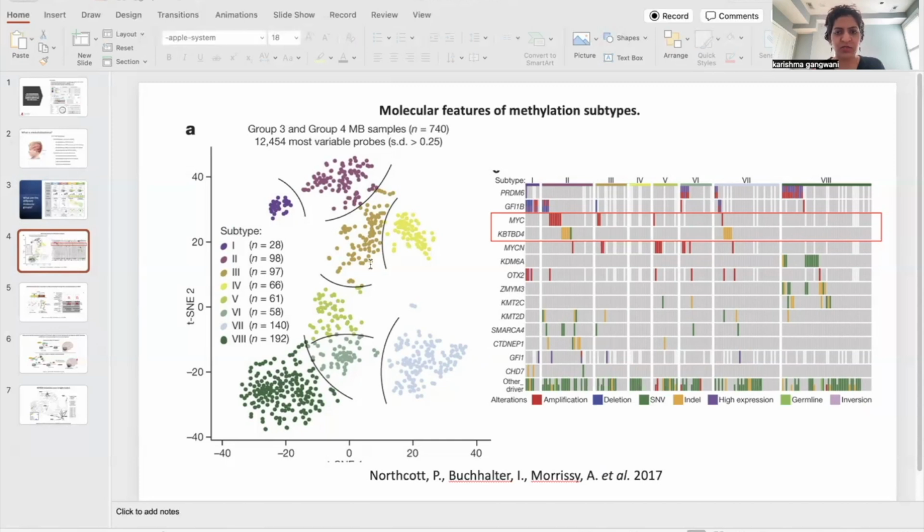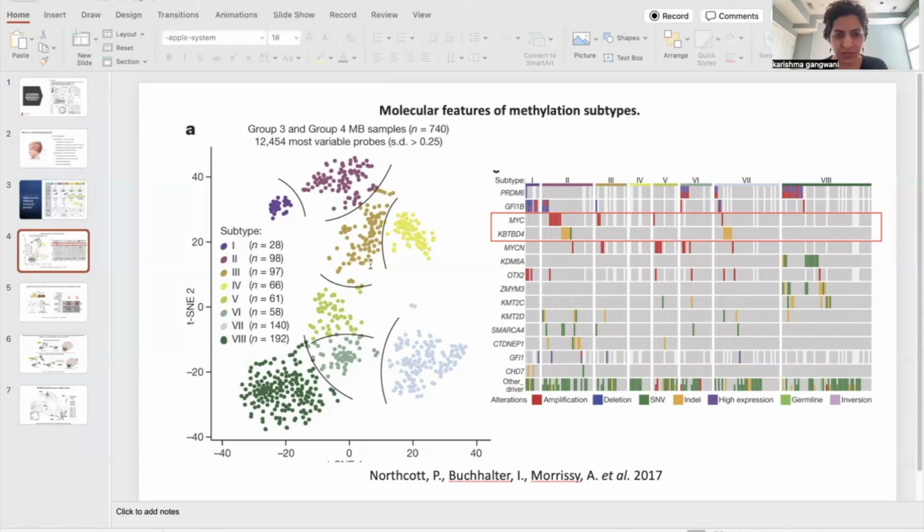So basically, a machine learning method for dimensionality reduction is applied to the methylation array data, and then that generates this clustering pattern on a 2D scatter plot. And then supervised machine learning can be performed for annotating these samples on the clusters.